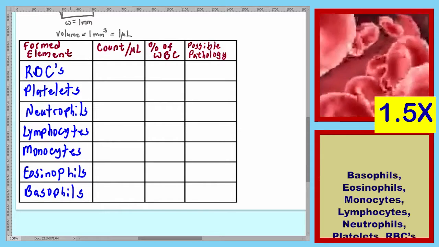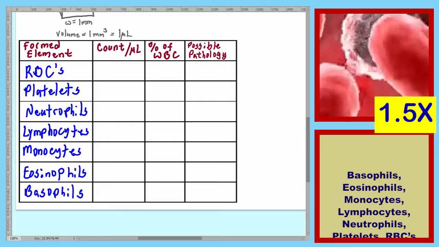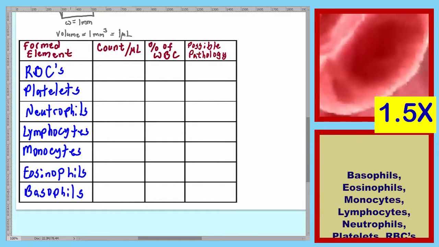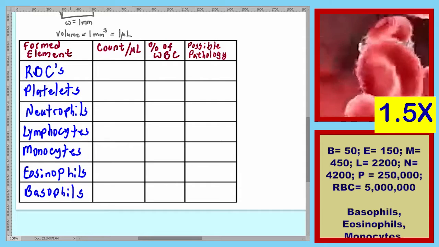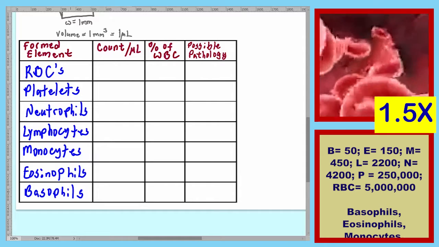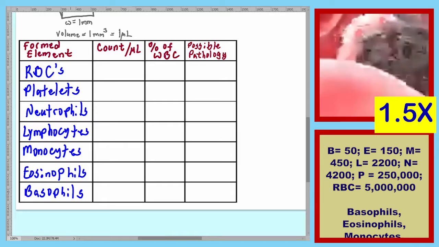And so what we're going to do next is indicate the number of these formed elements in 1 microliter of blood. I'm going to say them first, then we'll write them, then we'll go over them again. The RBC count is 5 million. The platelet count is 250,000. The neutrophil count is 4,200. The lymphocyte count is 2,200. The monocyte count is 450. The eosinophil count is about 150, and the basophil count is 50.